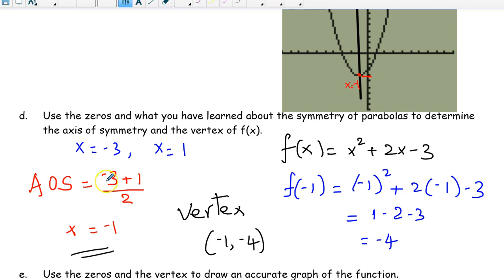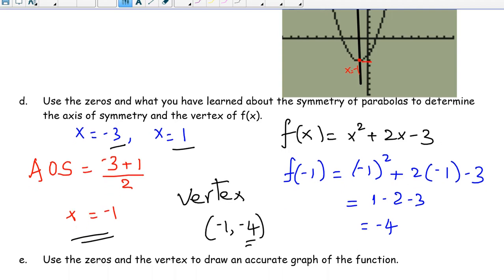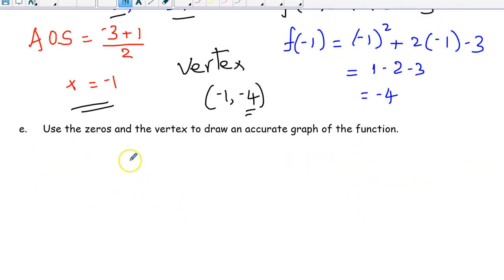How did you find the axis of symmetry? Add the zeros and divide by 2. And how do you get the next coordinate? Just substitute. Okay. Then you use the zeros and the vertex to draw an accurate graph of the function.